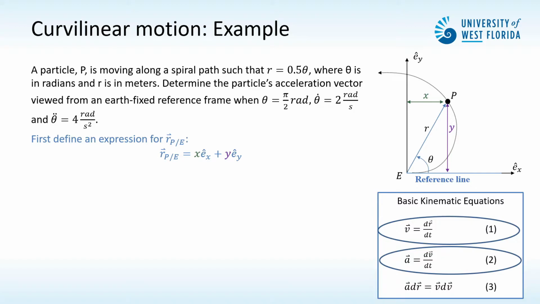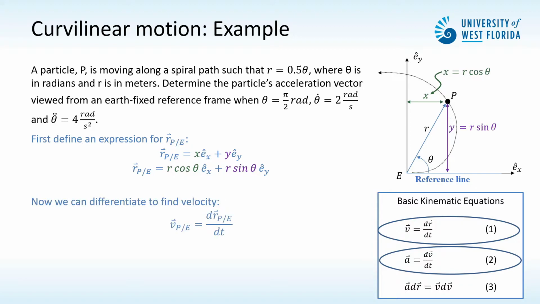We don't have a lot of information about x and y, but we do have information about r and theta. So let's see if we can't write x and y in terms of r and theta. You probably already know that x equals r cosine theta and y equals r sine theta, so let's plug those expressions into the equation for the position vector. And we get the position of p with respect to e equals r cosine theta ex plus r sine theta ey. Now we can differentiate to find velocity.